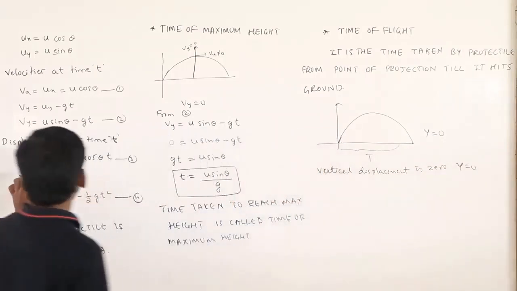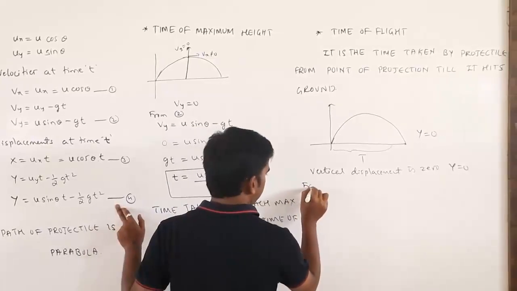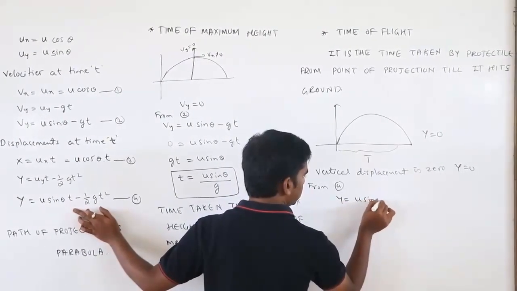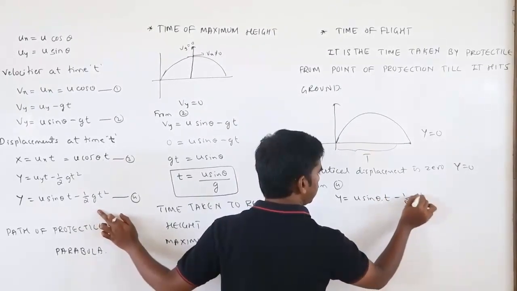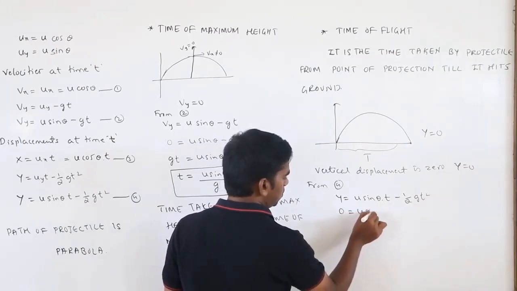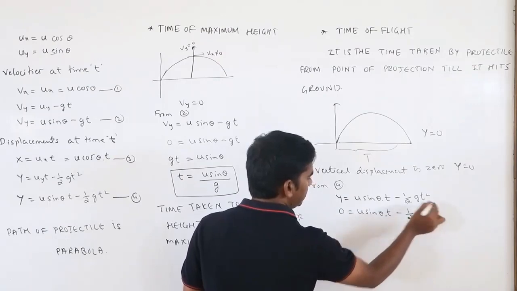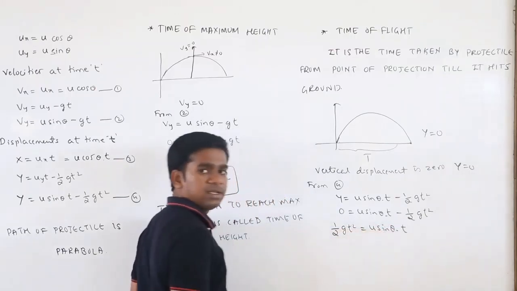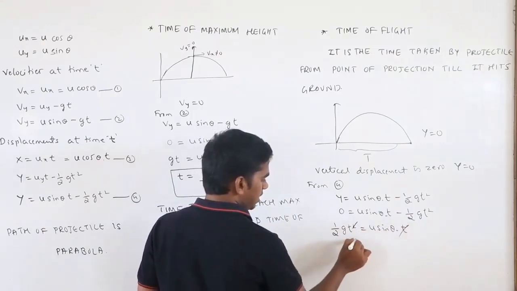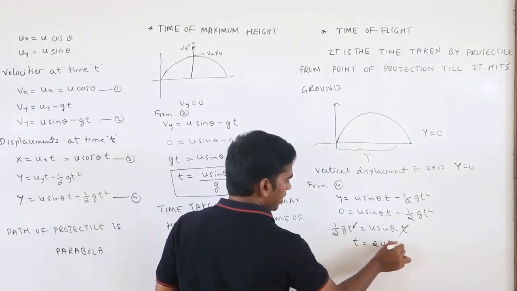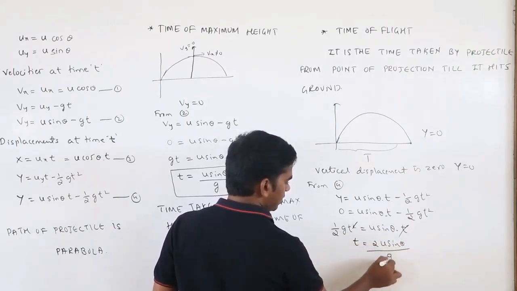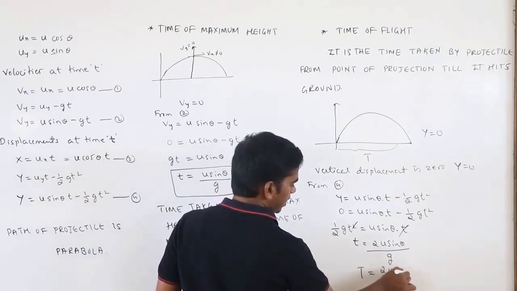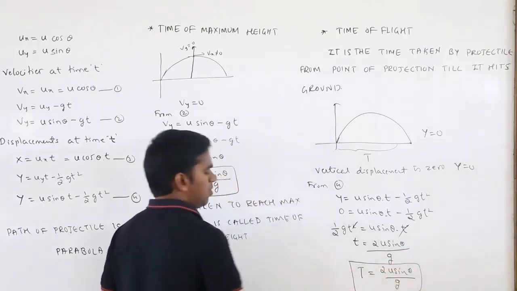Vertical displacement means y is 0. So from equation 4, what can you write? You can write y equals u sin theta into t minus half gt square. Now substitute y equals 0. So 0 equals u sin theta into t minus half gt square. Take half gt square to this side: half gt square equals u sin theta into t. This t and this t get cancelled, so t equals 2u sin theta divided by g. For the total time of flight, don't use this t, better use capital T. So T equals 2u sin theta divided by g. This is going to be the formula for time of flight.